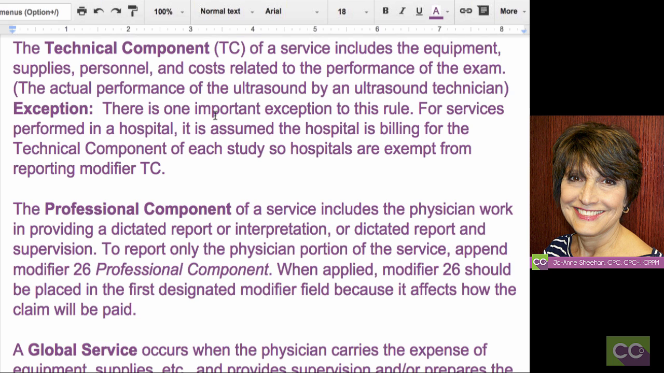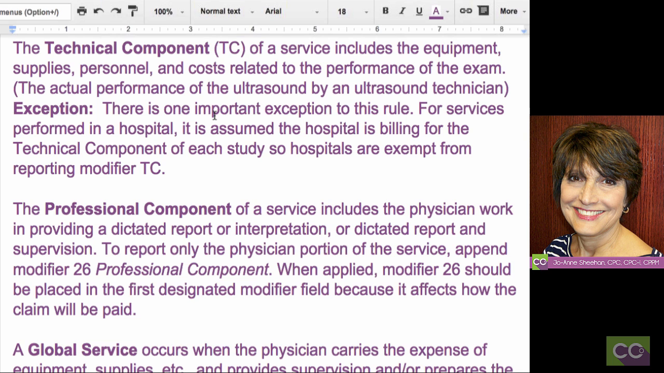Very good. Yeah, so technical, you can think of it like a math equation. Technical plus professional equals global, and what gets confusing with hospitals is that they actually use two different bill forms. They use one bill form for technical and the 1500 for professional. So you would think that a hospital, if they employ the radiologist, they could bill global, but they can't because they have to use two different billing forms.